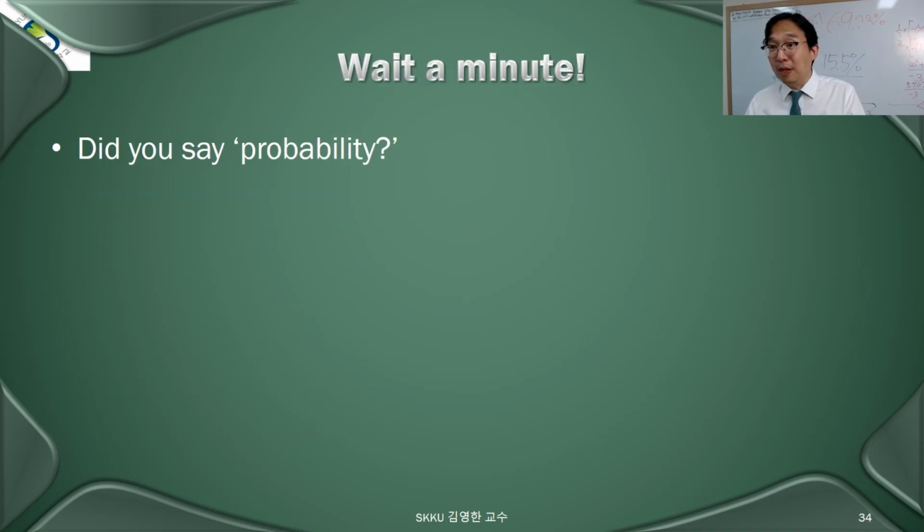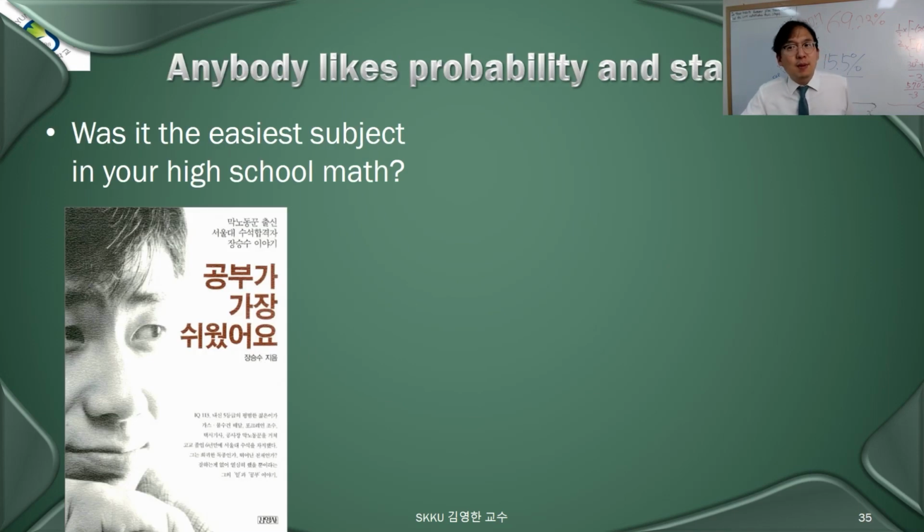Okay? Wait a minute. Did you say probability over here? Does anybody like probability and statistics? Was it the easiest subject in your high school math? 공부가 제일 쉬웠어요. 재수 없어. You may think about it this way, right? Especially 확률 통계, these probability and statistics.